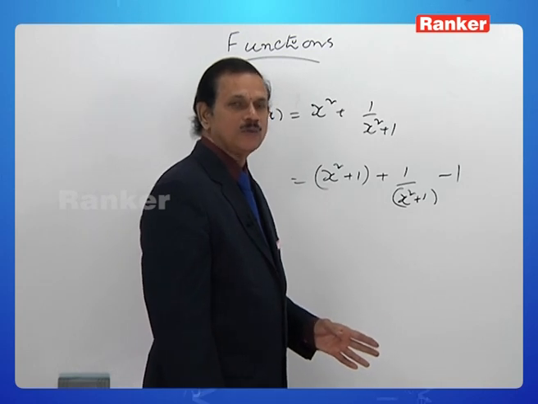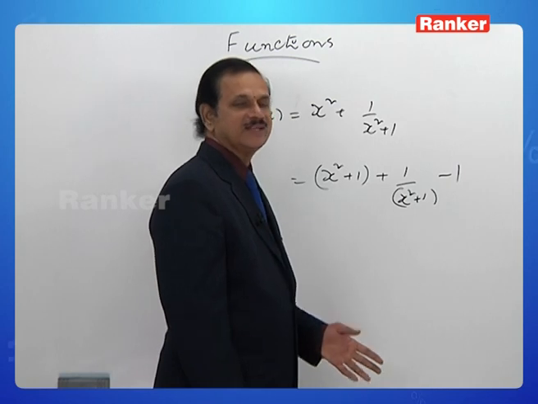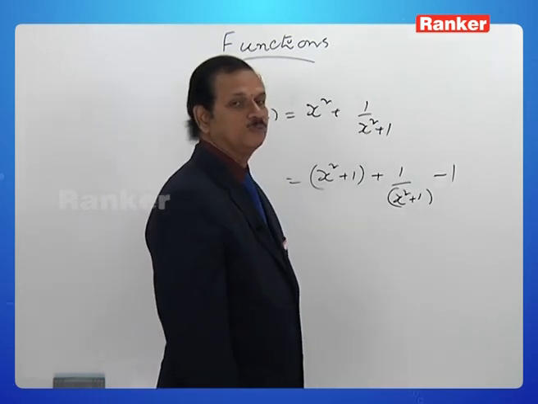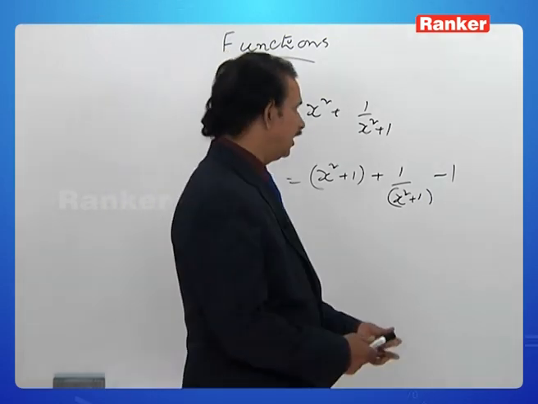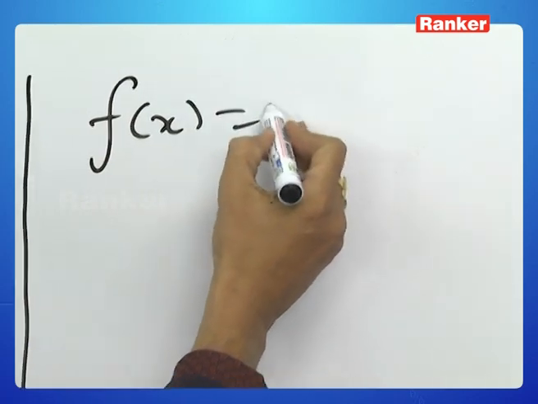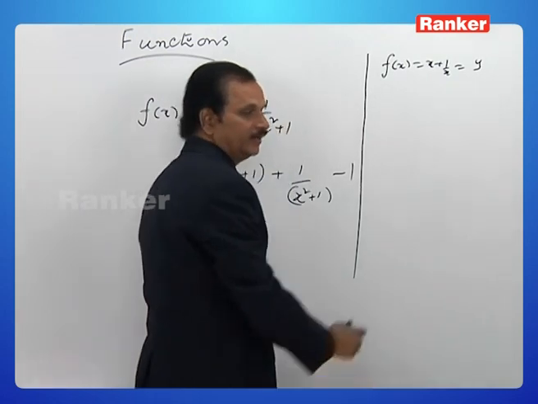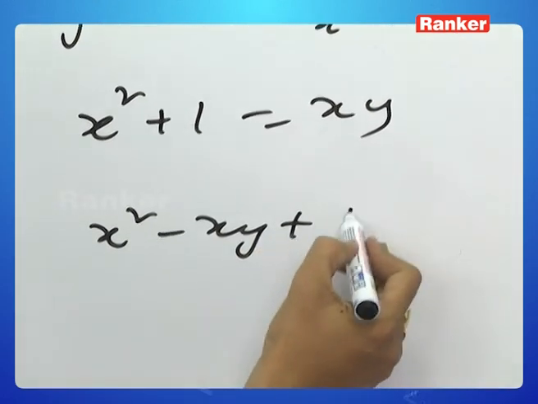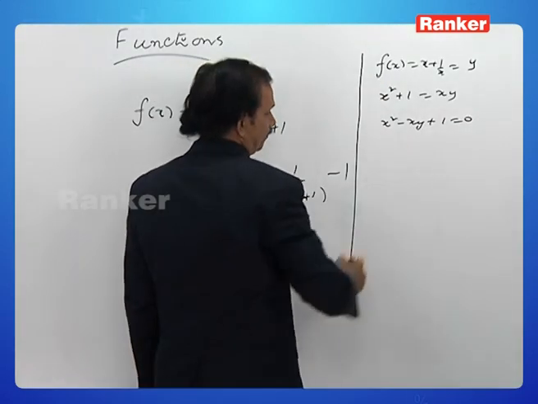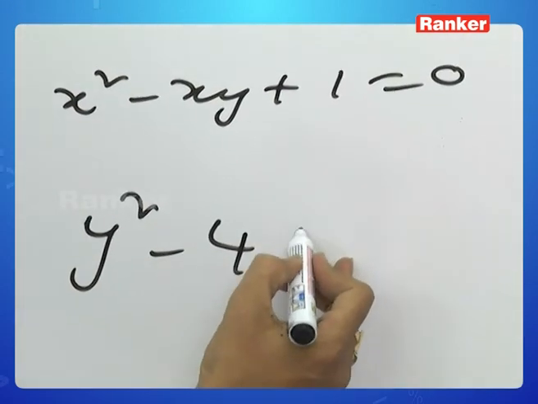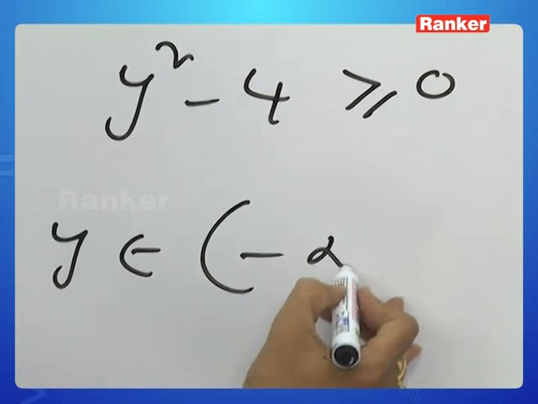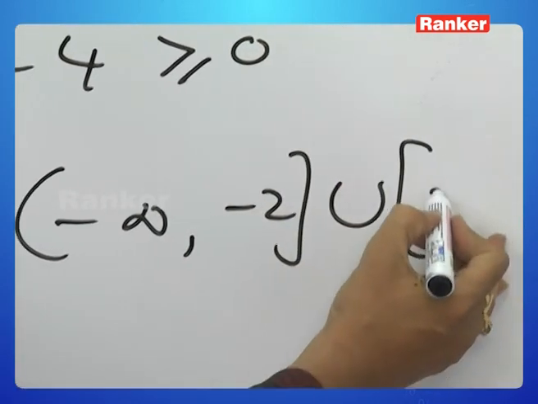From our earlier algebra, we notice that f of x equal to x plus 1 by x always lies between minus infinity to minus 2 union 2 to infinity. If x is positive, it lies in the closed interval 2 to infinity. Let us recall that matter. Let us remember that if f of x is equal to x plus 1 by x is equal to some y, multiply it with x: x square plus 1 is equal to xy, x square minus xy plus 1 is equal to 0. As x is real, the discriminant must be greater than or equal to 0, that is, b square minus 4ac greater than or equal to 0. This means that y does not lie between minus 2 and plus 2. That is, y belongs to open interval minus infinity to minus 2 union 2 to infinity.